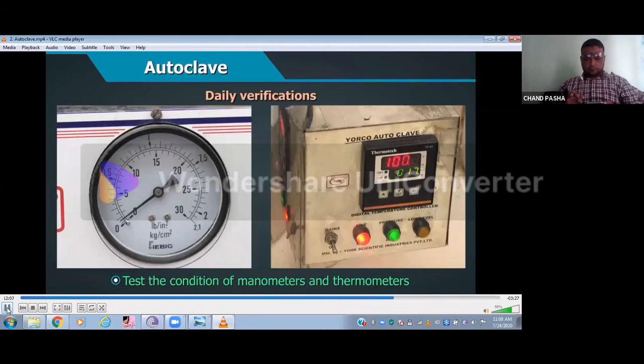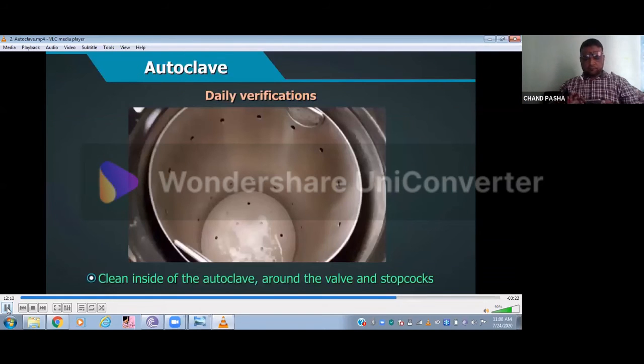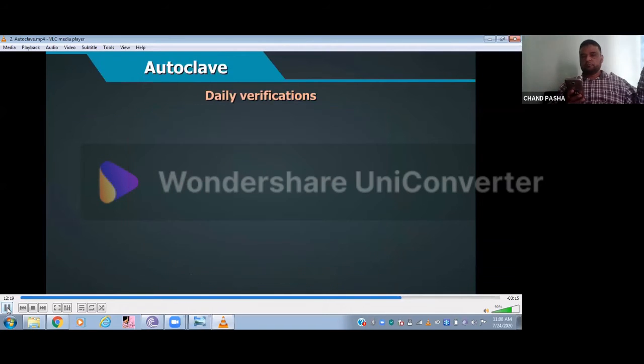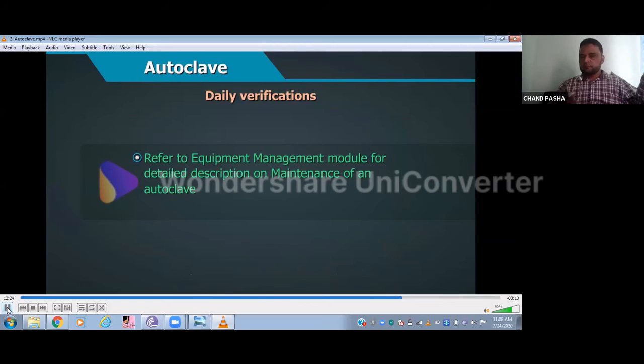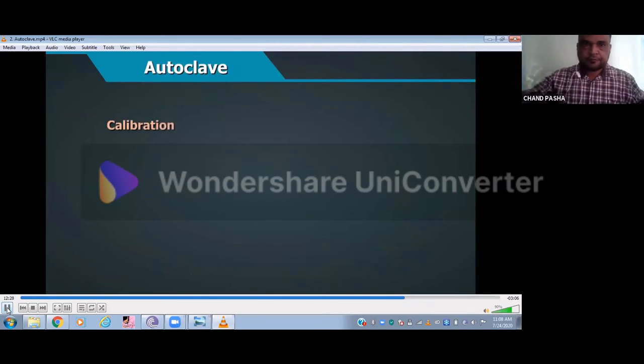Test the condition of manometers and thermometers. Clean the inside of the autoclave after use and also around the valve and stopcocks. Make sure that the vent is not blocked. Do not use a corrosive cleaning chemical. Refer to the Equipment Maintenance Module for a detailed description on maintenance of an autoclave.